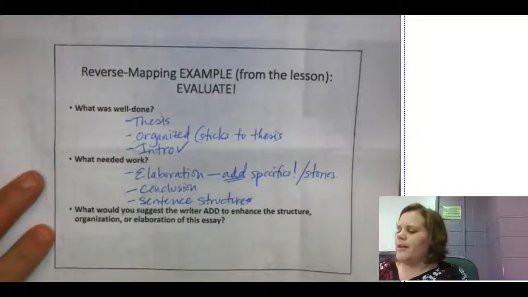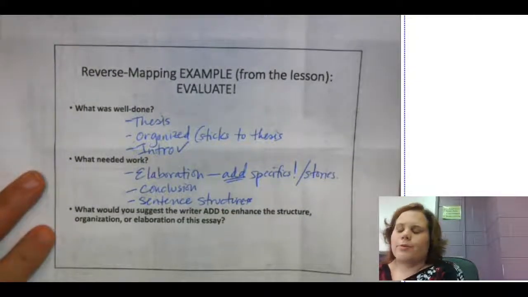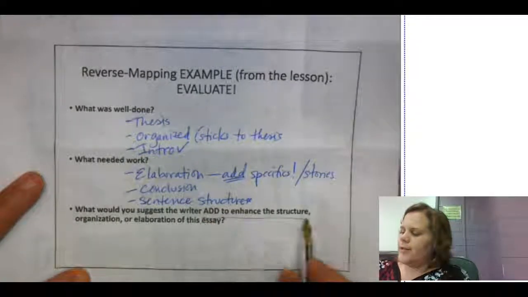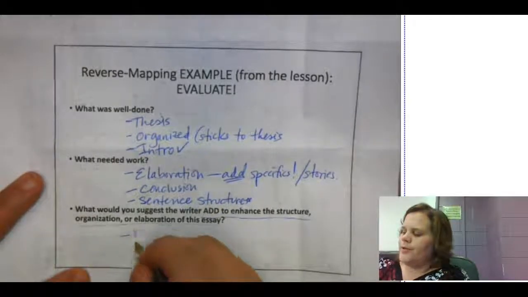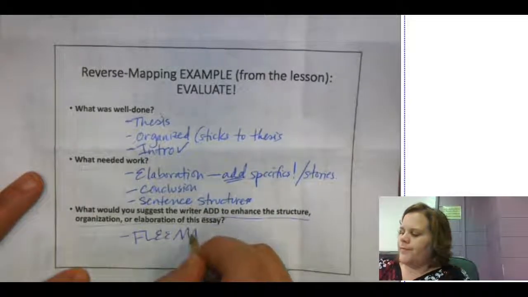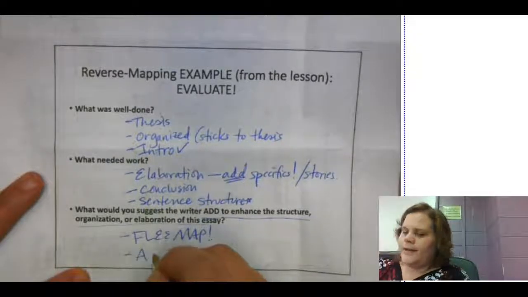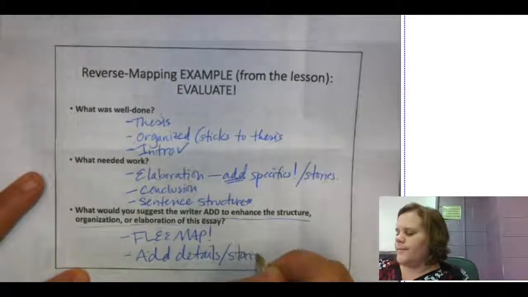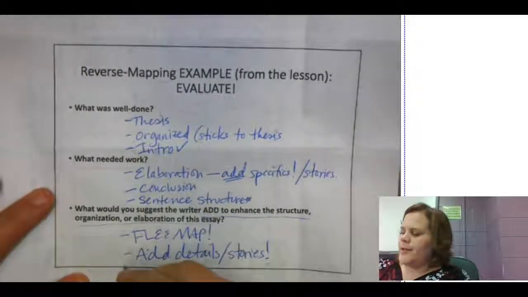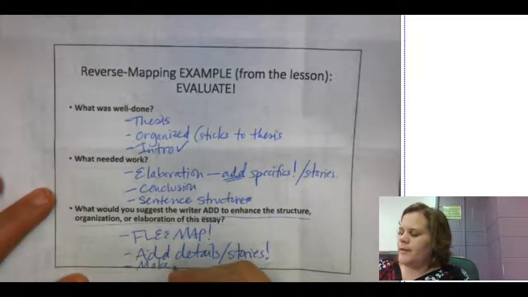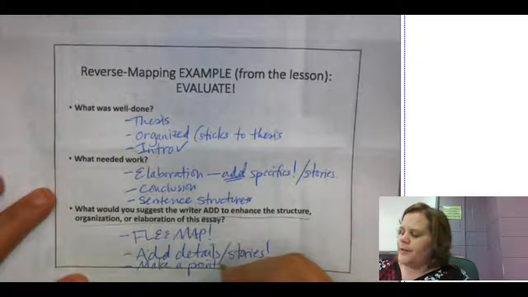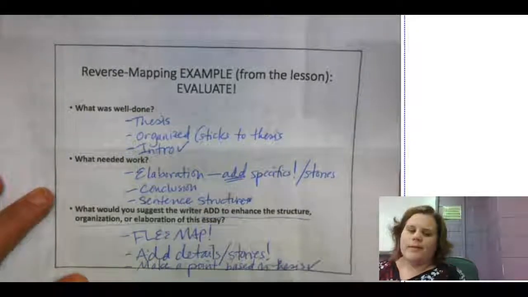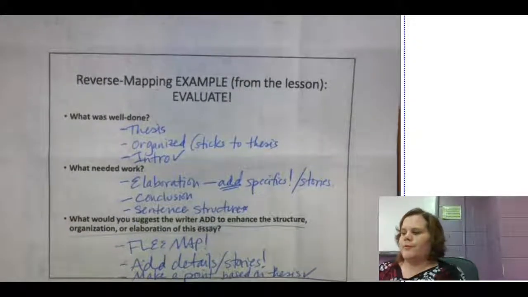So what would you suggest? This person comes to you and they're like, what do I do with this? Okay, so where do you start? One way to enhance structure and organization or elaboration is to do a flea map, to add details and stories, and to just make sure you make a point based on your thesis. If all of this were good to go, then the map would pretty much be full.